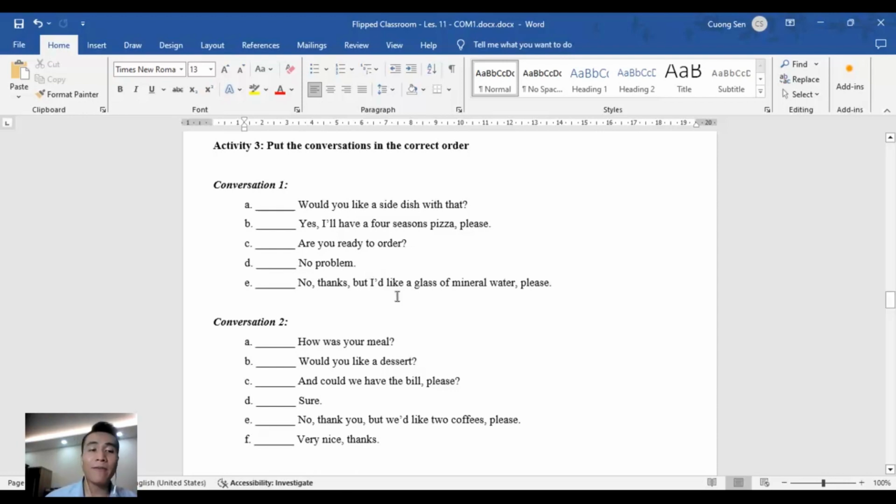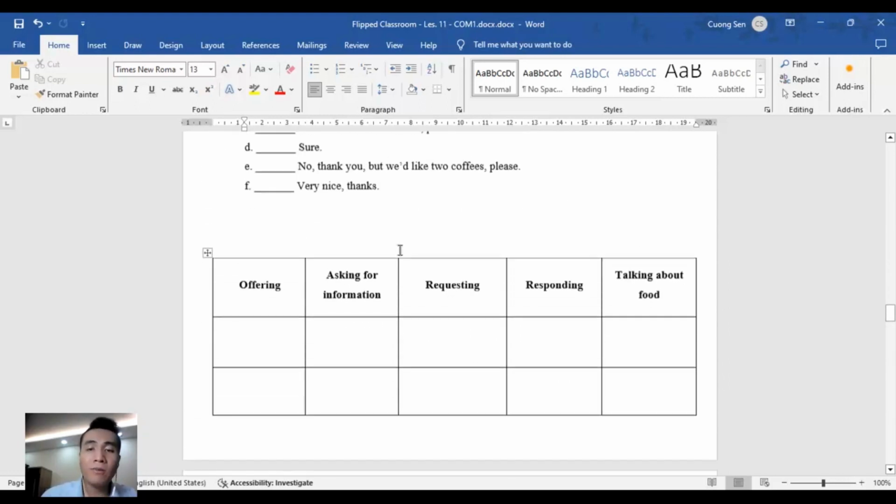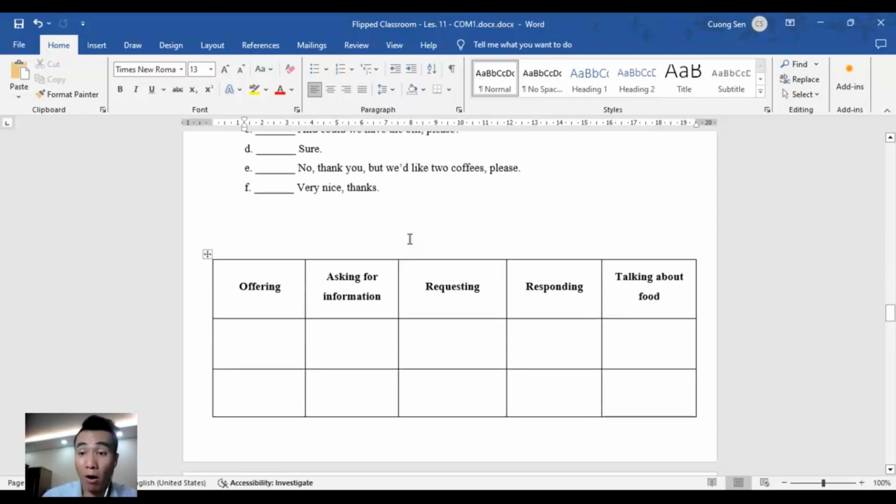So basically, that's everything I have for you. And in the very last part, as usual, you're going to put the phrases from part 3 into the correct categories. Which phrases or sentences are used to offer, to ask for information, to request, to respond, or to talk about food. Put them in the appropriate category. Okay, that's basically everything I have for you. This time it's a bit different because I used completely English, so I hope you can understand my instructions.